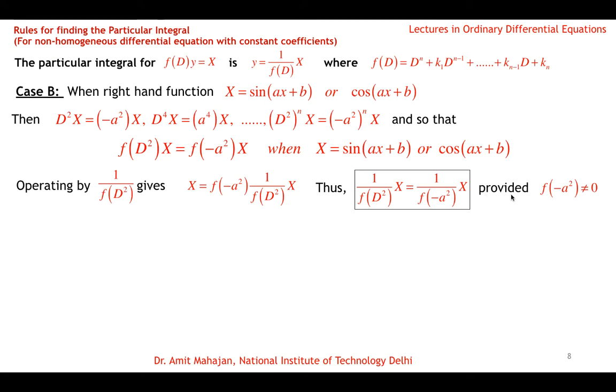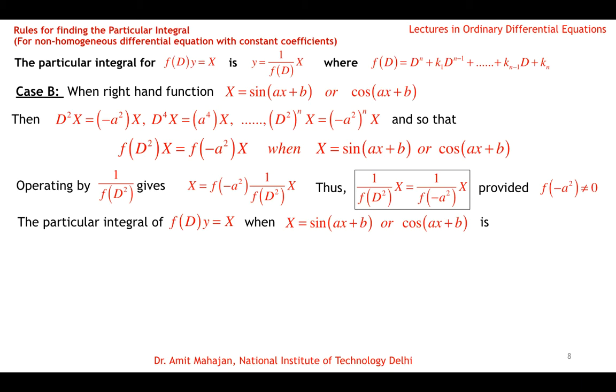But if the denominator is 0, then the same rule holds: we multiply with x and take the derivative. Again, if the denominator is non-zero, it is the result. If the denominator is 0, then multiply with another x, take another derivative of the denominator, and put d² as −a². So in general, for a non-homogeneous system where capital X is a sine or cos function, 1 by f(d²) on capital X is 1 over f(−a²) times capital X. That means we put d² as −a². If the denominator is non-zero, then it is the particular integral.